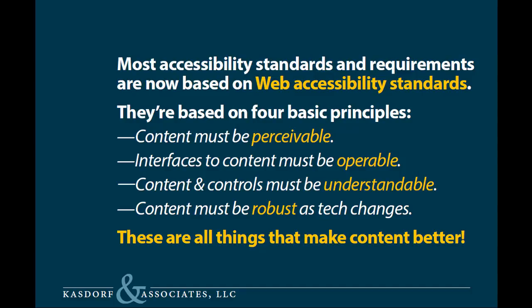Content and controls must be understandable, and then the content must be robust so that as technology changes, it still works, right? So those are real basic principles for accessibility. Isn't it obvious that those are things that make your content better anyway? Anybody would want the content in their systems to work that way.